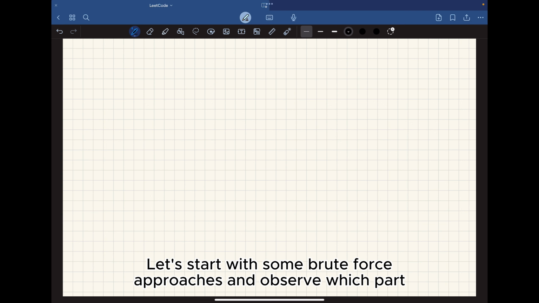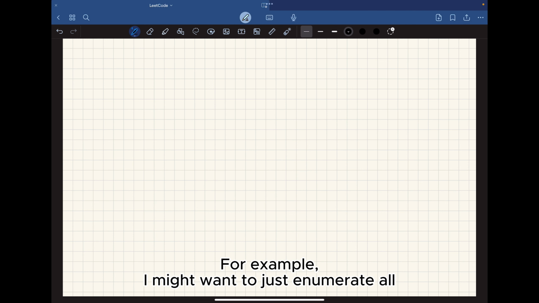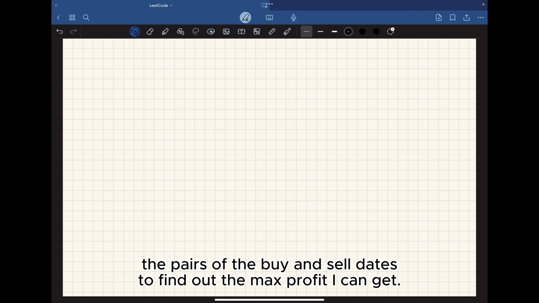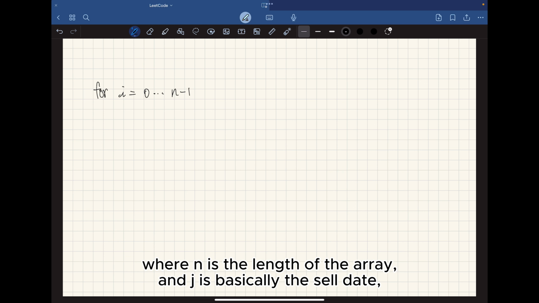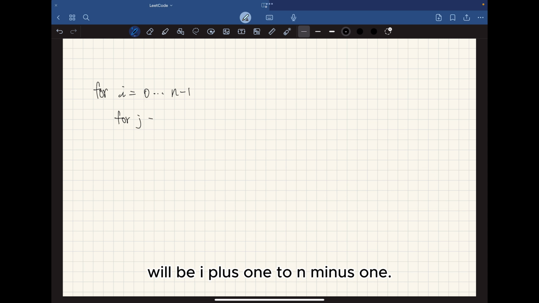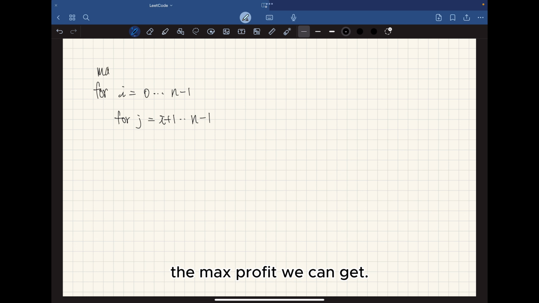Let's start with some brute force approaches and observe which part of the calculations could be saved. For example, I might want to just enumerate all the pairs of the buy and sell dates to find out the max profit I can get. Let's say we have for i from 0 to n minus 1, where n is the length of the array, and j, which is the sell date, will be i plus 1 to n minus 1. Within this for loop, we want to keep updating the max profit we can get.